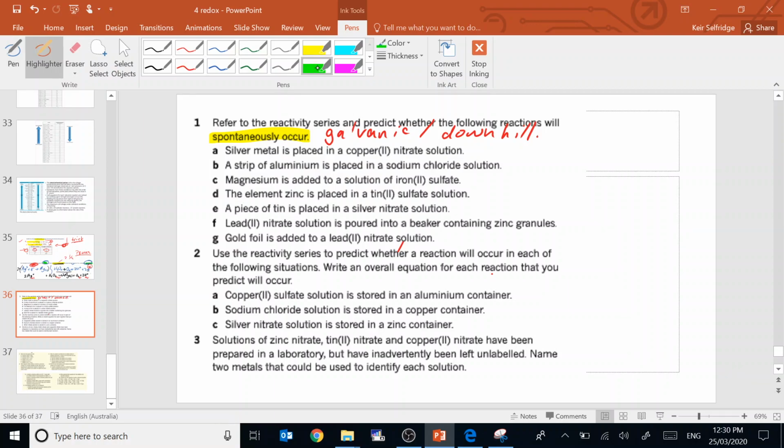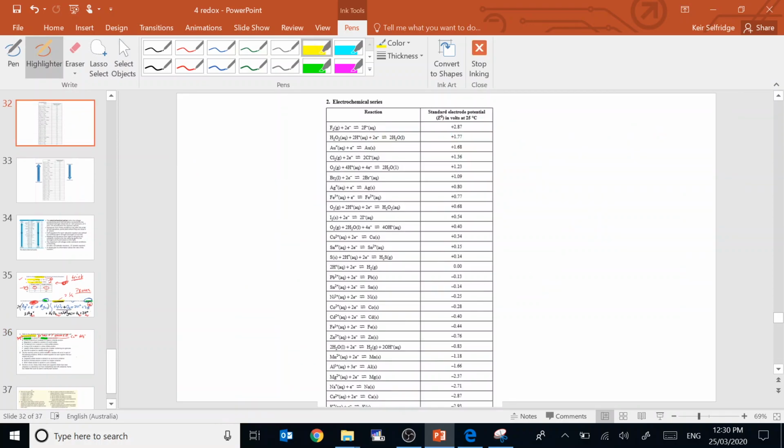So we're looking at downhill on the electrochemical series. In the first one, I might do a couple. Silver metal. Silver metal means Ag solid is going to be placed in copper 2 nitrate. Copper 2 nitrate, well, that simply means it's Cu 2 plus, and the nitrate means it's NO3 minus. So I'm going to go back to my electrochemical series, and I'm just going to circle these things, find these things on the electrochemical series, and see if it's a downhill reaction. So to see the downhill reaction, I'm looking for copper 2, and I'm looking for silver metal. So silver metal is here, and copper 2 is there, and nitrate's nowhere to be seen.